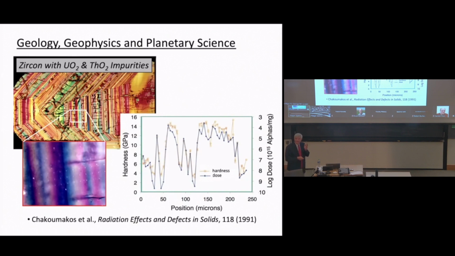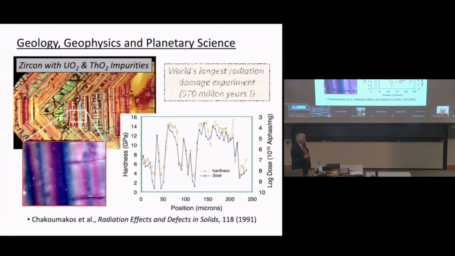And what's going on? They've since done a lot of TEM work on this thing, and they know that the soft layers are amorphous and the hard layers are crystalline. And this is all due to the radioactive decay and forcing this crystalline to amorphous phase transformation. So the geologists like to call this, then, the world's longest radiation damage experiment. Okay? 570 million years this rock has existed, and it's been decaying like this.